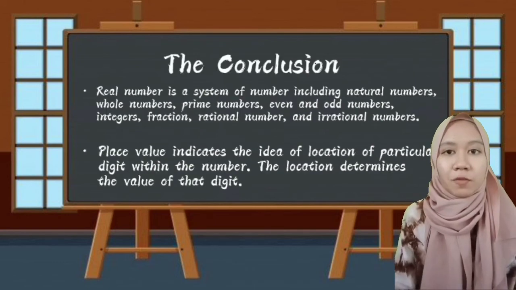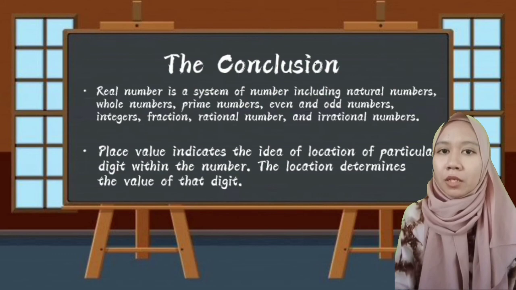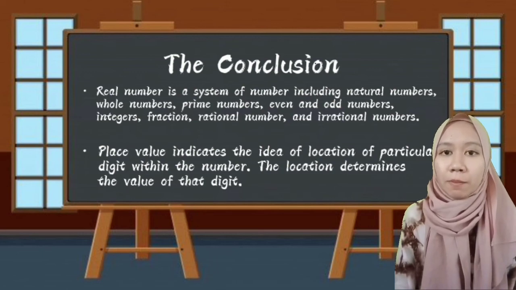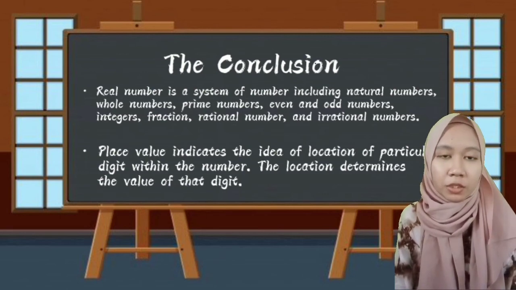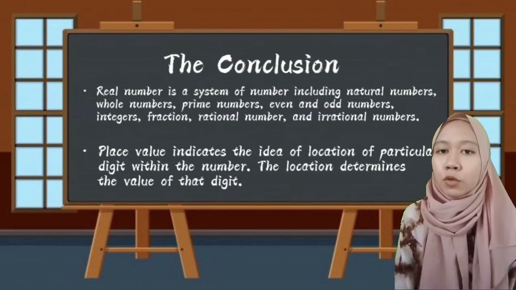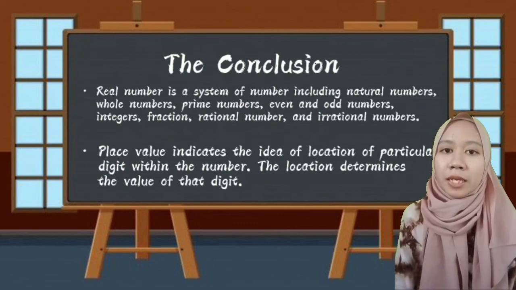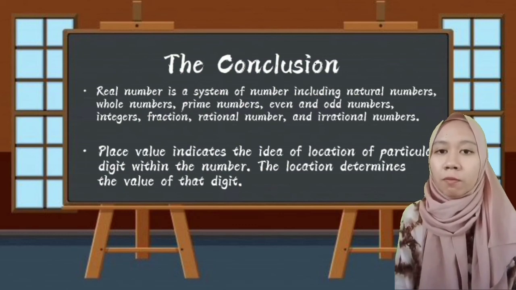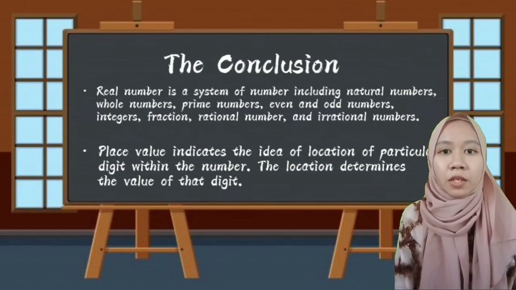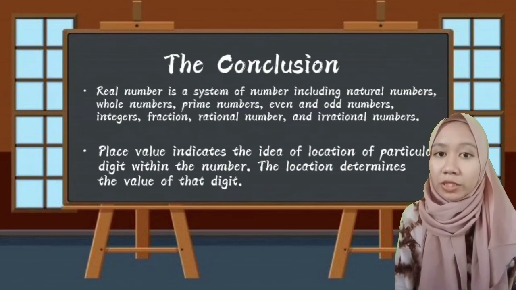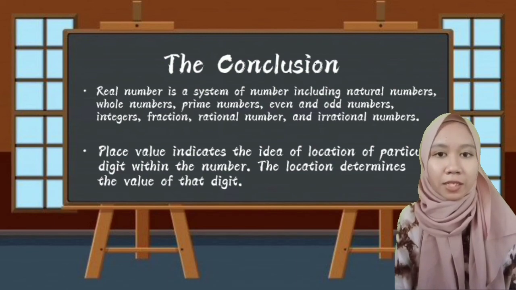The conclusion of this video. First, real number is a system of numbers including natural numbers, whole numbers, prime numbers, even and odd numbers, integers, fractions, rational numbers, and irrational numbers. All numbers form a line which can be regarded as the representation of real numbers. Second, place value indicates the idea of the location of particular digits within the number. The location determines the value of the digit.